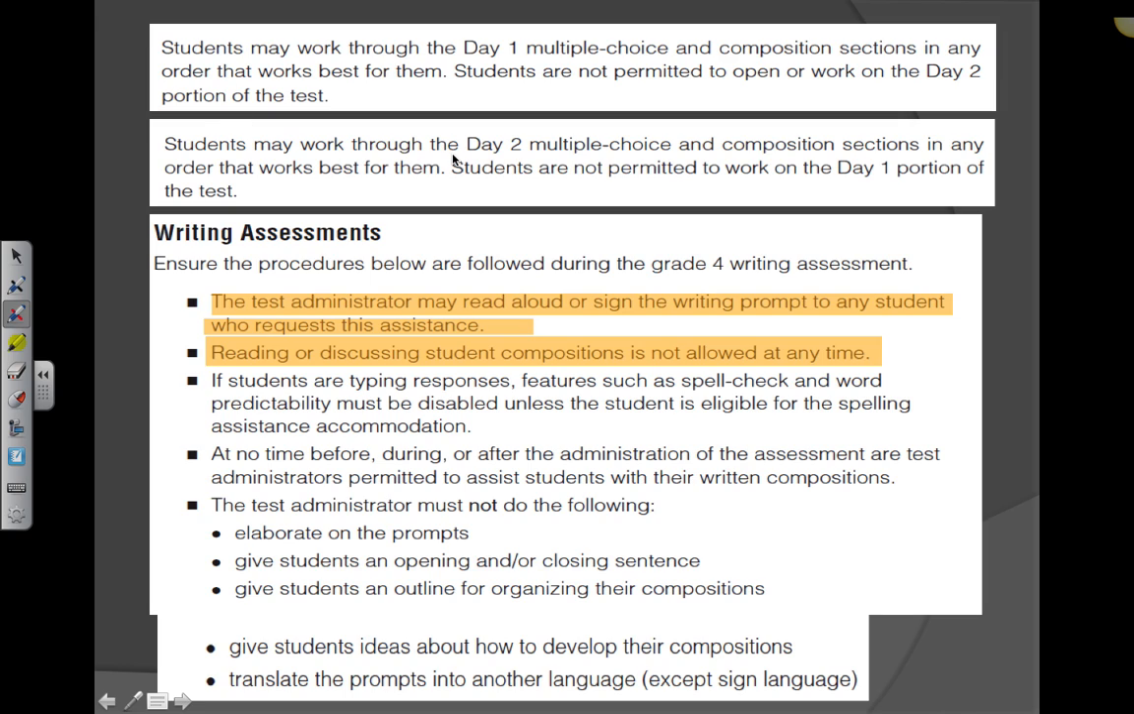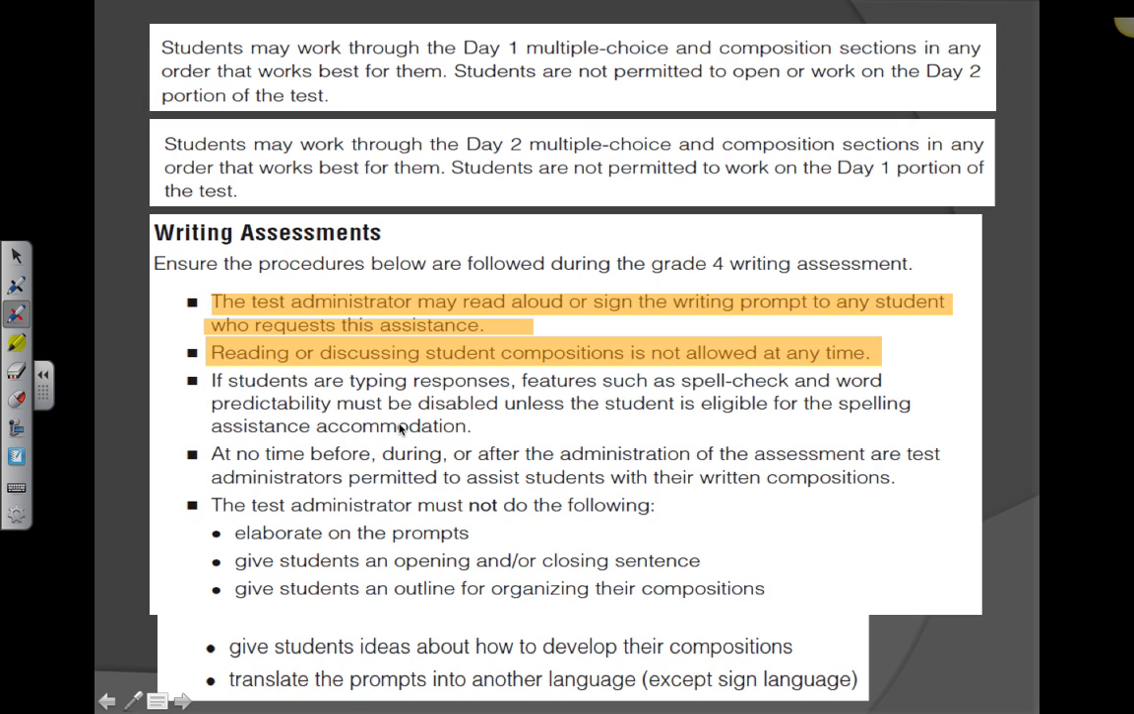Students may work through the day 2 multiple choice and composition sections in the order that works best for them, but they are not permitted to go back to day 1. It can be a testing irregularity if they go back, so you have to be walking around and make sure that they are in the correct section of their booklet and they're only answering things in the correct section on their answer document. If you see this, immediately put a needs assistance sign out and let me know, and we'll have to determine if you caught it early enough for it not to be a testing irregularity. Please just keep a special eye on that.